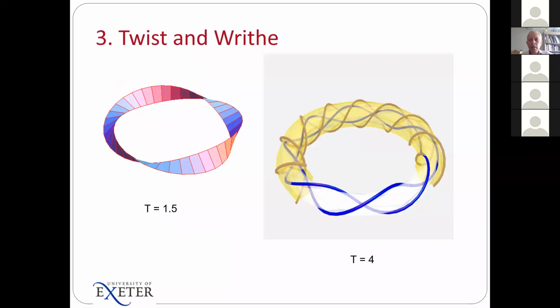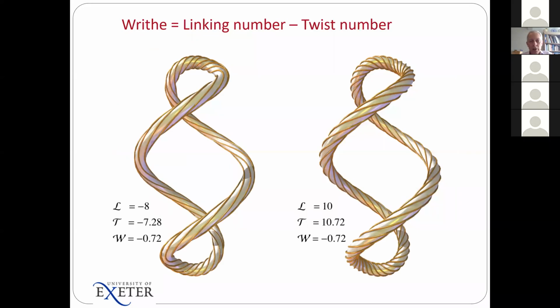So I'll go to the next thing, which is twist and writhe. So here's a few examples of twisty things, where you sort of have a central axis that's untwisted, but twist is twist maybe about the central axis. Whereas writhe, one way of defining it is linking number minus twist number. So I have 2 things where the linking number between 2 field lines is -8 on the left or 10 on the right. The twist on the left is -7 something or 10 something on the right. The shape of the flux tube is the same, so the writhe is the same. And the writhe turns out to be -0.72 here.